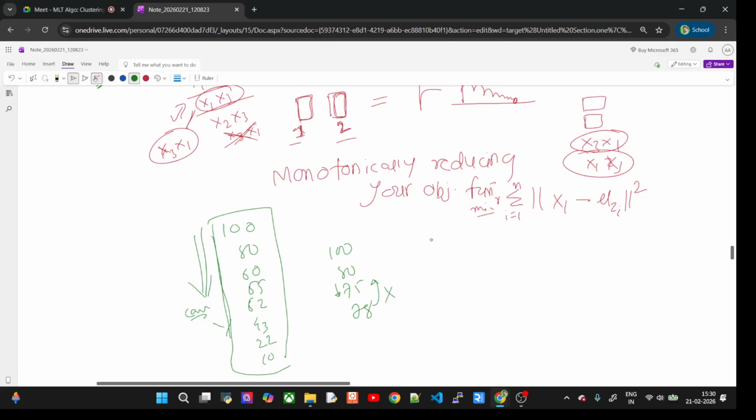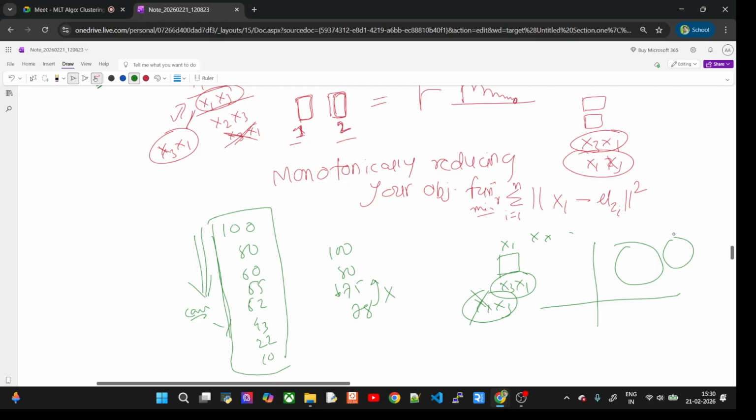At one point you should not repeat your pairs x3 x1 and x1 x3, it is not allowed. You should not repeat the pairs. Once you are not repeating, then at some iteration you will understand that yes, I am happy with my current clusters, and hence your algorithm converges. So this is just to understand that it is converging. This is the proof that Lloyd's algorithm converges.